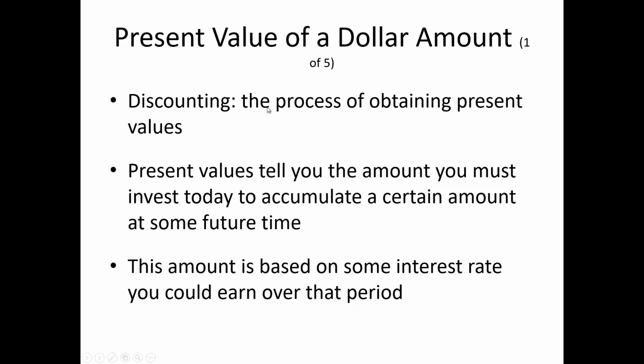Discounting, that's going back to the present. So you say, I've got $5,000 in the future, what did I need to start with to get that money? So it's just a fancy term for nothing. Present values, we're going to ignore. I don't know if you can hear that phone in the background, but it's not bothering me. Present values tell you the amount to invest today to have a certain amount in the future. So this might be useful if you're trying to save up for a down payment, something like that. And the amount is based on some interest rate you could earn over that period.